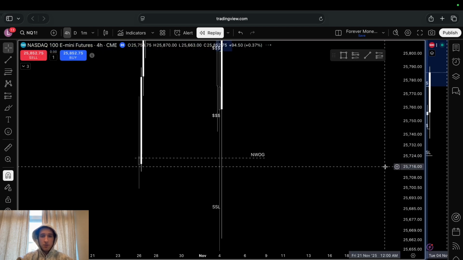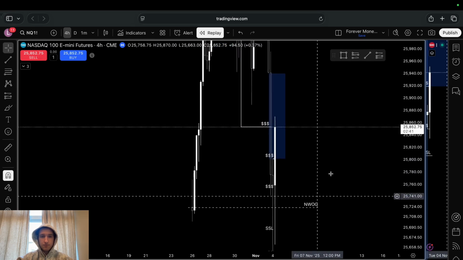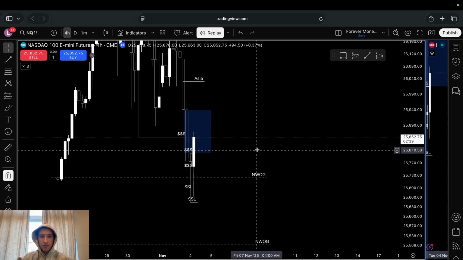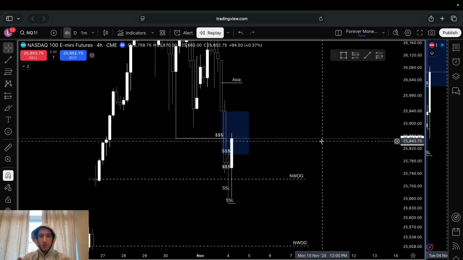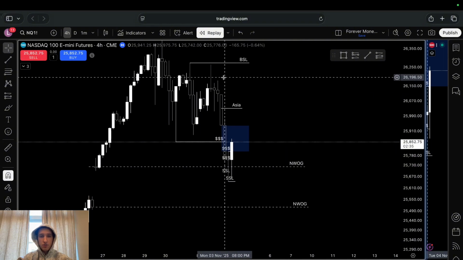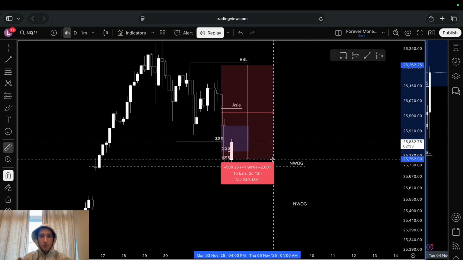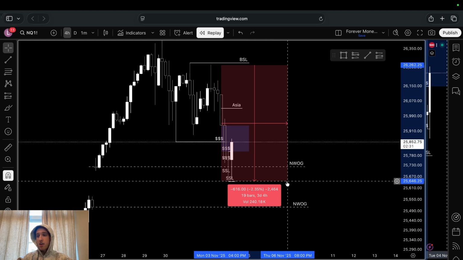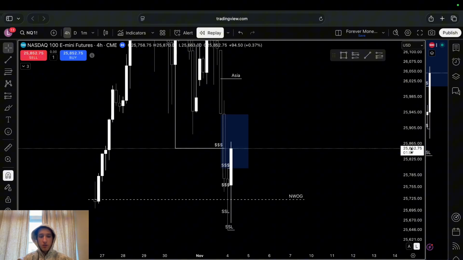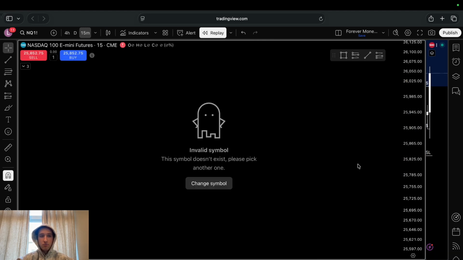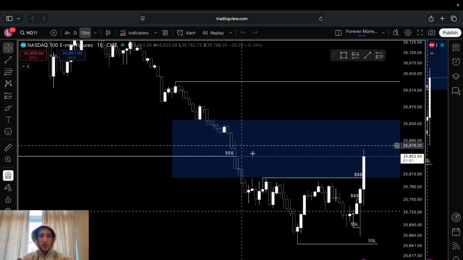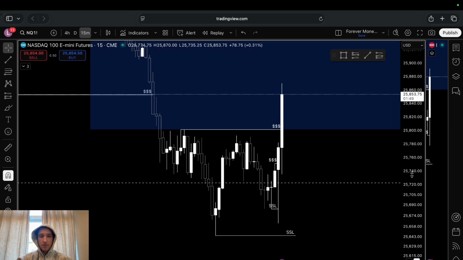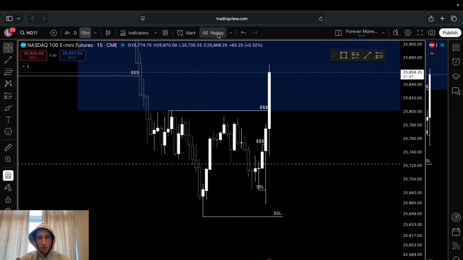So if we go up to the higher time frame here, we had this unfilled 4-hour fair value gap above us, right? In the overnight session, we had sold off around 600 points. So coming into market open, I really want to be patient and really see what price wants to do.